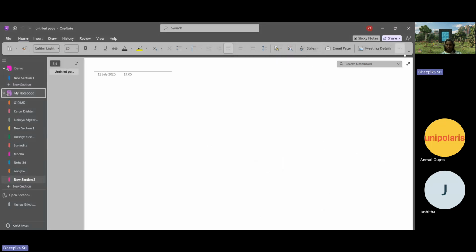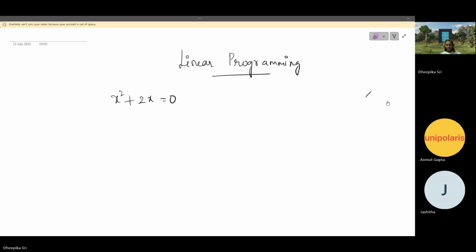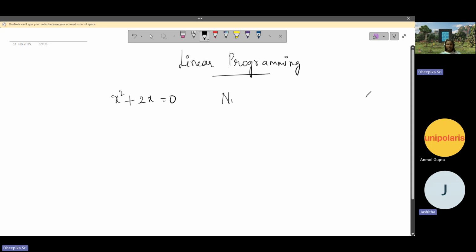Okay, got it. So let's start with linear programming now. What is a linear equation? What do you understand by the term linear? It's like something single. Okay, so let me write an equation. You tell me whether it is a linear equation or not. For example, x squared plus 2x equals 0. Is it a linear equation? Yes. Okay, so the answer to this is no. So when can we call an equation a linear equation? The degree of the equation should be 1.